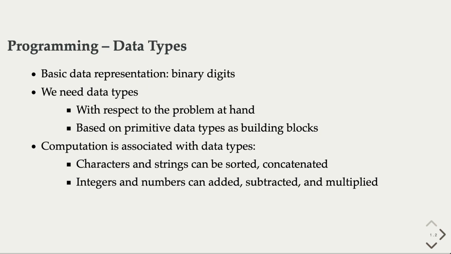We need the basic building blocks or primitive data types to construct more complex data objects. Ultimately, whatever computation we can perform is dependent on the data types. For example, characters and strings can be sorted and concatenated. Integers and numbers in general, on the other hand, can be added, subtracted, and multiplied.